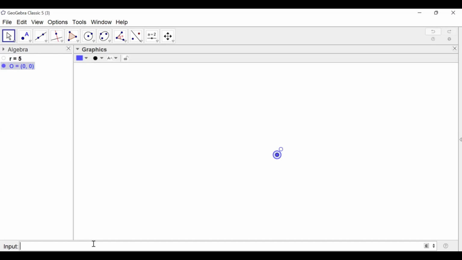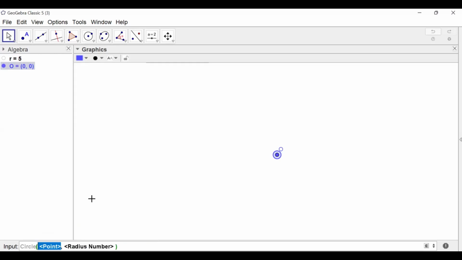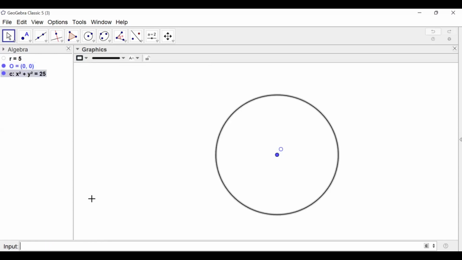So let's proceed. So now I'm going to define my circle. Use the circle command. All right. And I have my point, the center of the circle, point O, and I have my radius as R. Okay, so I have my circle.